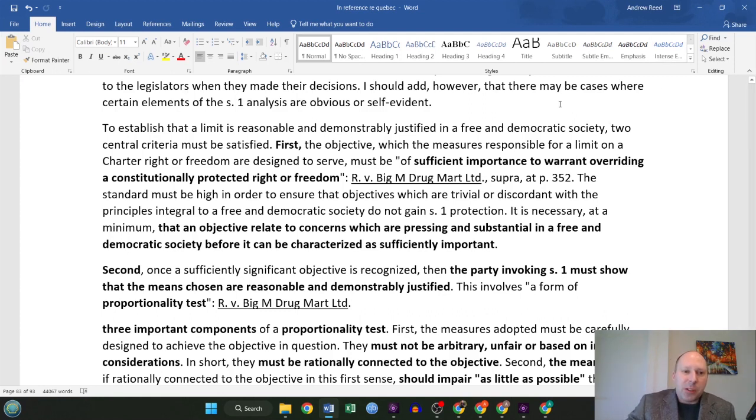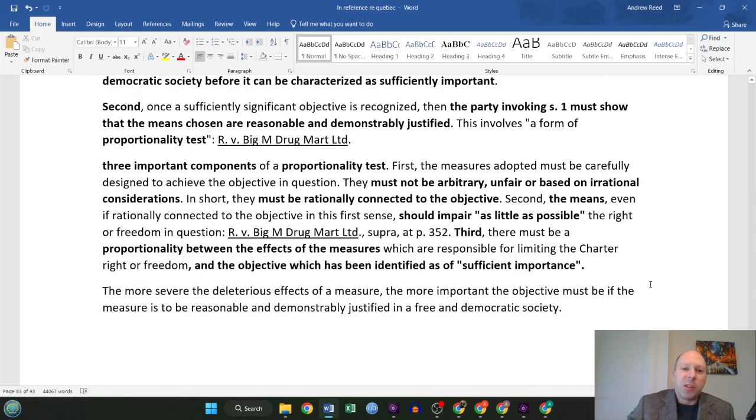Second criterion to establish whether a limit is reasonable and demonstrably justified in a free and democratic society. Once a sufficiently significant objective is recognized, then the party invoking Section 1 must show that the means chosen are reasonable and demonstrably justified, and this involves a proportionality test given to us by Big M Drug Mart. There are three important components of this proportionality test. First, the measures adopted must be carefully designed to achieve the objective in question. They must not be arbitrary, unfair, or based on irrational considerations. In other words, they must be rationally connected to the objective.